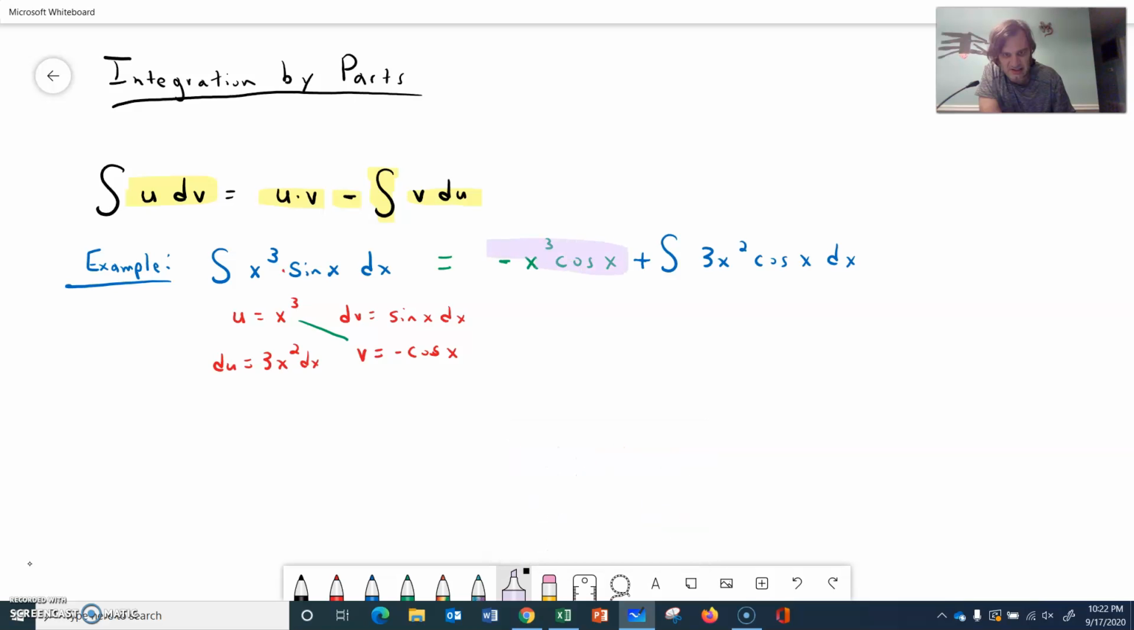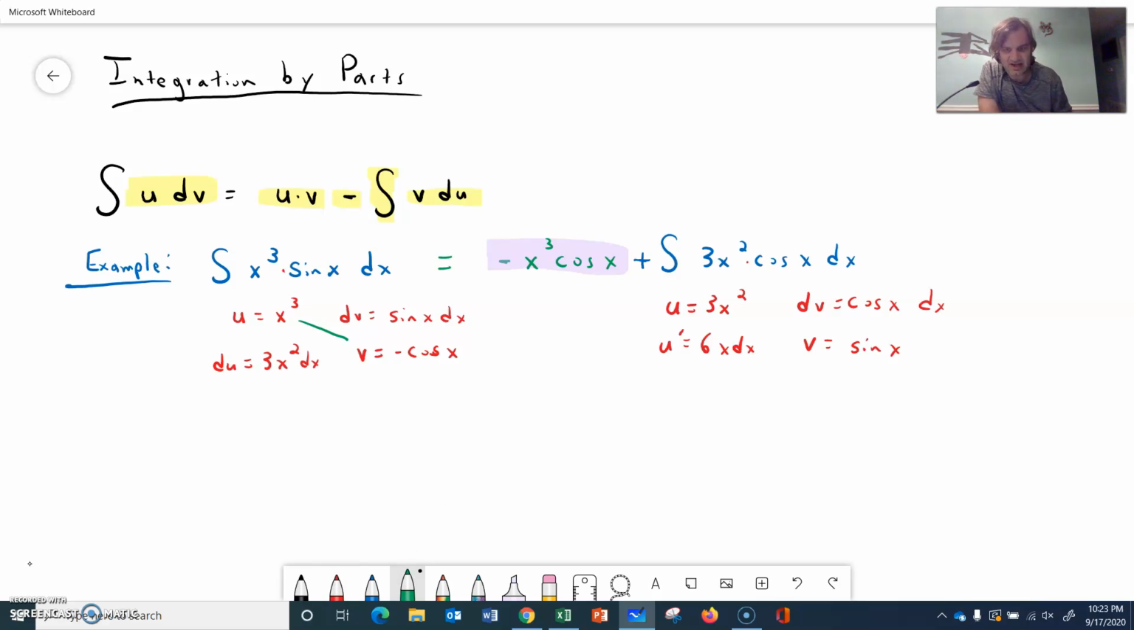It's already integrated, so we're going to keep it. But the plus integral of 3x squared cosine x dx has not been integrated. So we would have to do the same process again. In doing this part, we could say u is 3x squared and dv is cosine x dx. So the derivative of u would be 6x, and the integration of dv would be sine x dx.